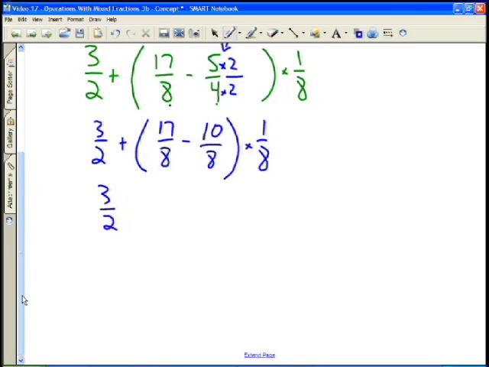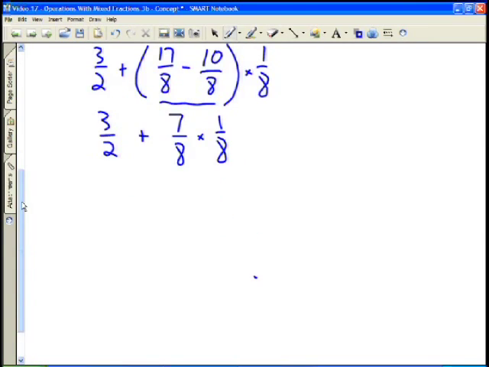And so we carry this down and we have 3/2 plus, now inside the bracket we have a common denominator of 8s, and 17/8 minus 10/8 is going to give us 7/8, times 1/8. And so now we have to do our order of operations first again. So we see here we have to do our multiplication first, and we have 3/2 plus, and now 7/8 times 1/8. Well, we remember when we multiply fractions, we multiply straight across the top and straight across the bottom. So this will give us 7 over 64.